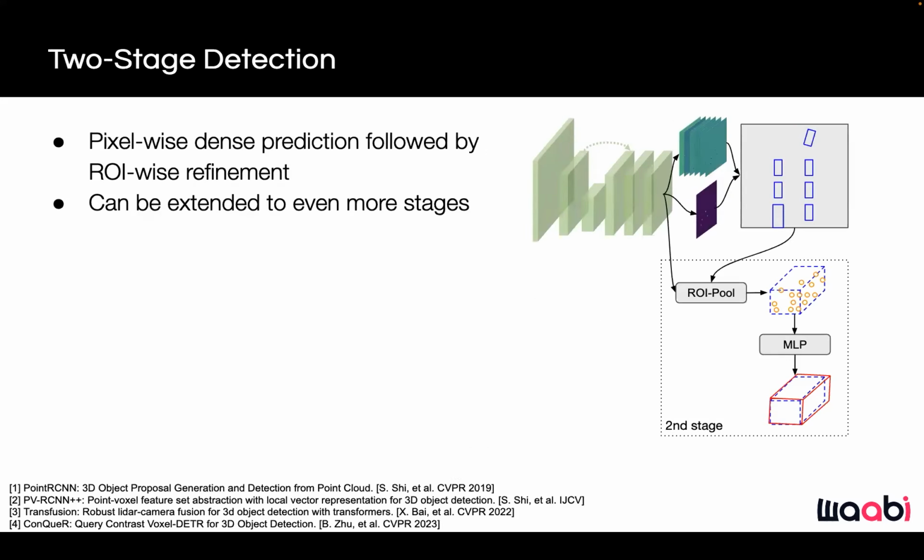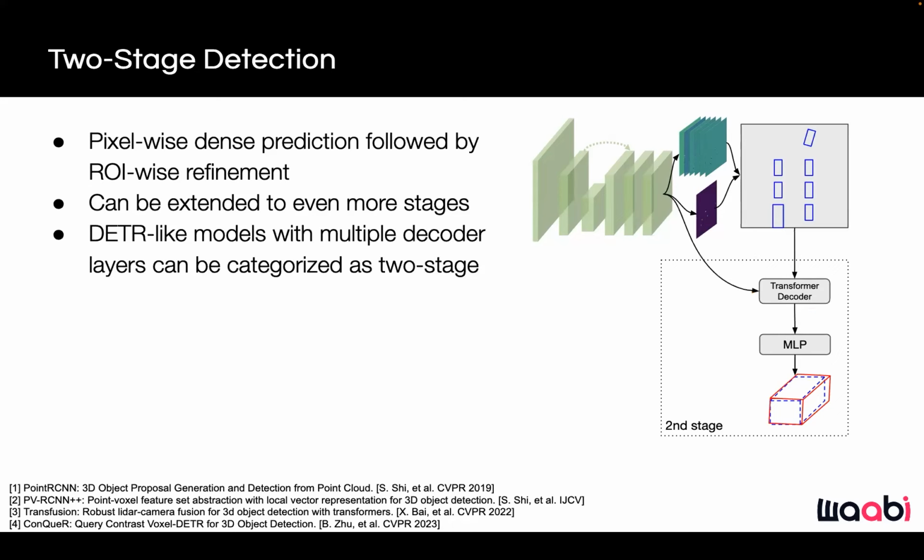In contrast, two-stage 3D object detectors introduce region feature pooling to further refine the initial object estimation. The first stage is similar to a one-stage detector, and the second stage takes a high confidence first-stage detection and extracts the region features for box refinement. In practice, we can add more stages afterwards to further refine the detection. The popular DETR-like model with multiple transformer decoder layers as a header can also be categorized as two-stage in this context.